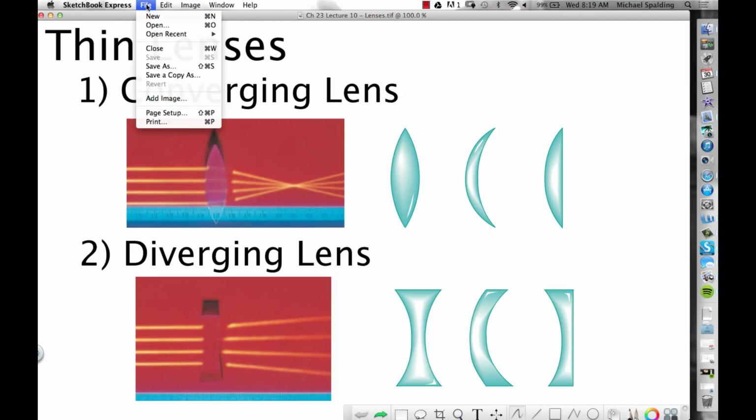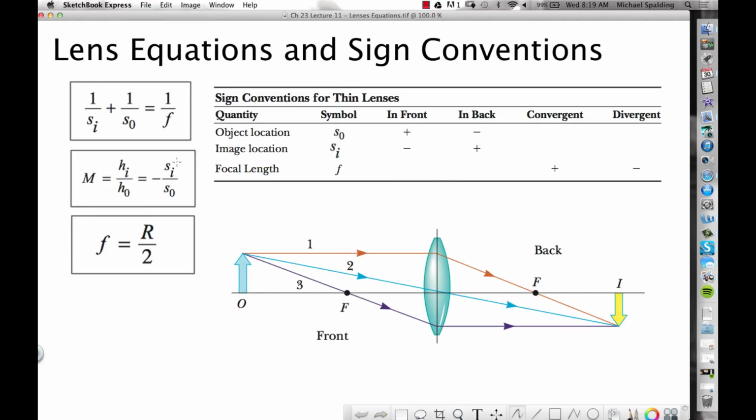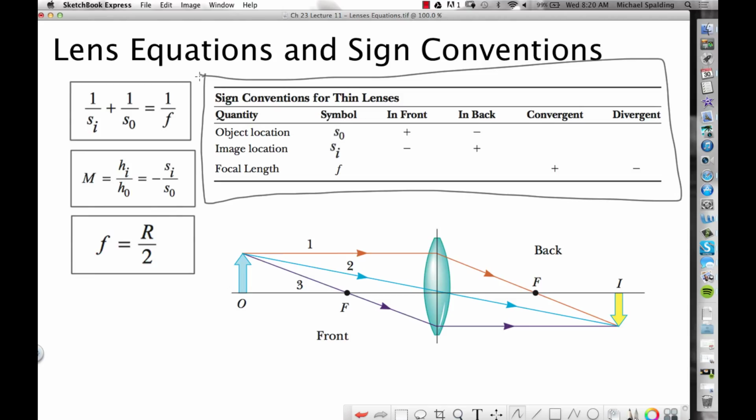Okay, now equations. In this lecture, we're going to be going over how to solve lens problems mathematically. All right, now here are your equations. Now what's real nice about this? The thing that's super nice, these equations should look familiar because they are the same equations that you used for mirrors. Now, the one key difference is with the sign convention for image distance. I have a summary here, sign conventions for lenses. You'll notice it's pretty much the exact same thing that you did for mirrors.